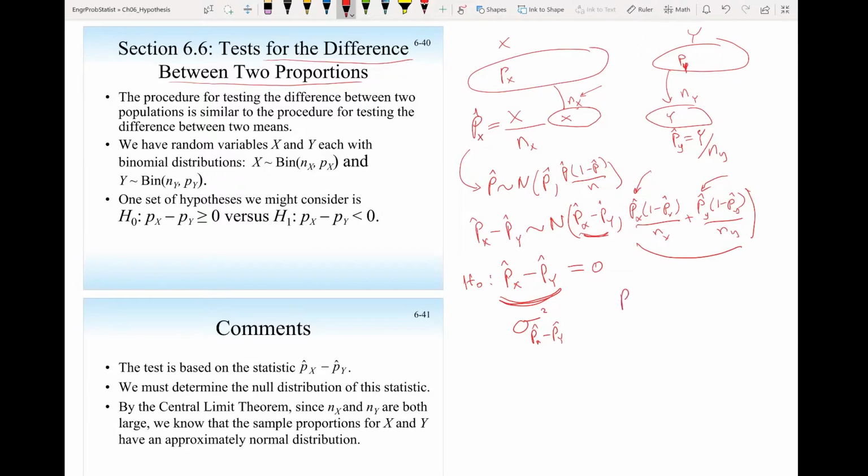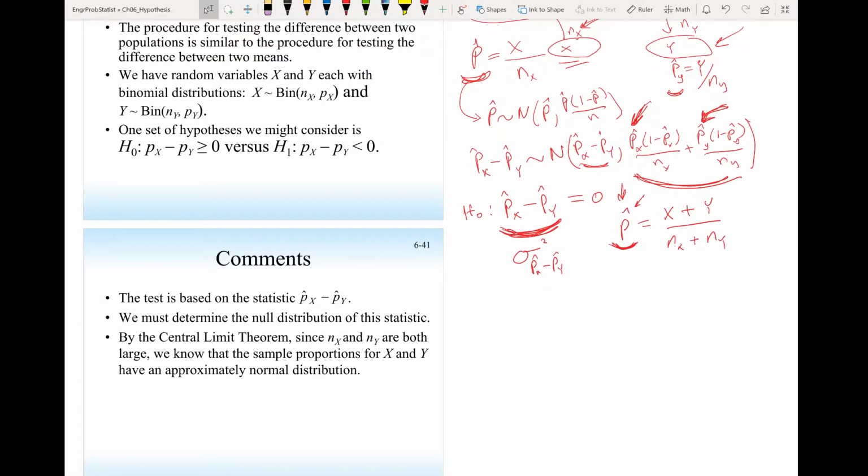And the pooled proportion is just the number of successes in this sample, X, plus the number of successes in this sample, Y, divided by the sizes of the samples, nX plus nY. So when we calculate the variance with this null hypothesis, then we would use this proportion. So instead of pX, I will put p hat. Instead of pY here, I will put p hat. With that said, now we can construct the hypothesis test procedure as follows.